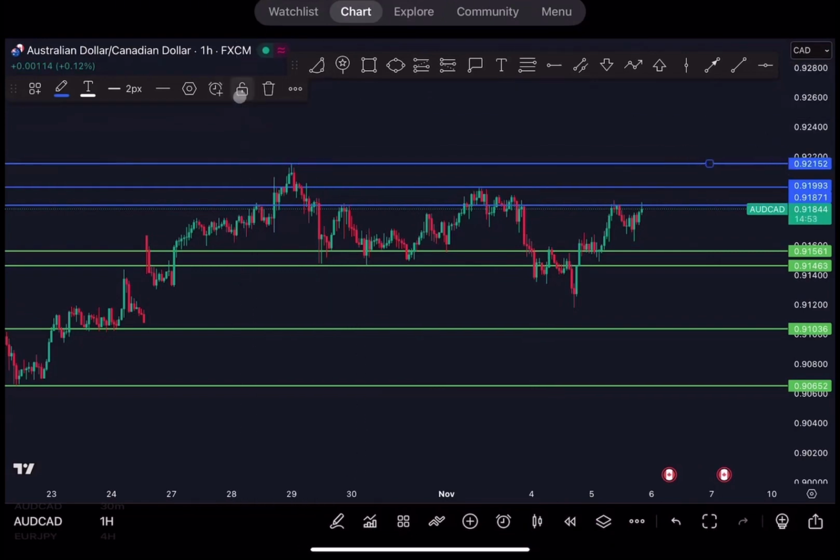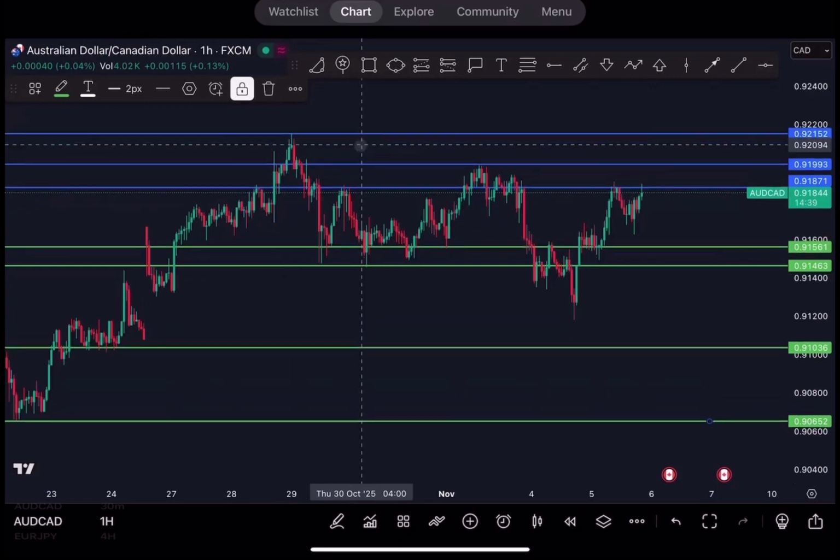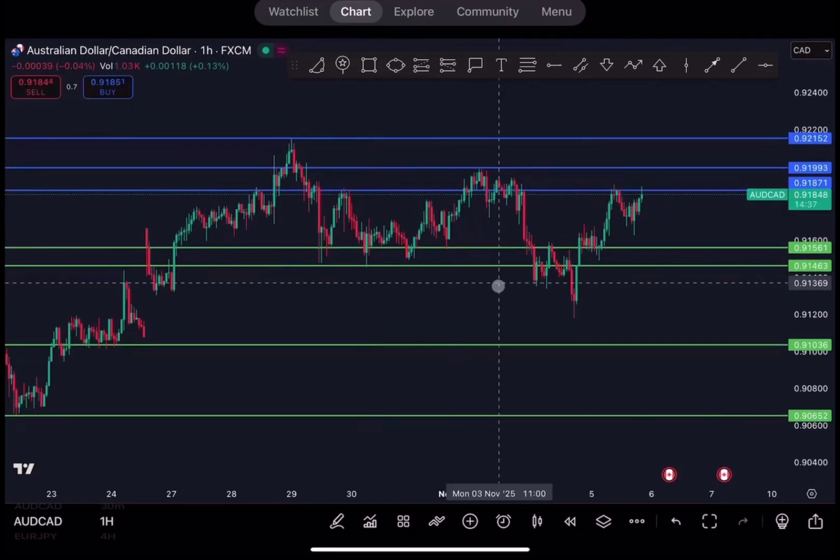Another trick that I have is I like to lock my drawings because otherwise these lines could move by accident and cause an issue. But essentially, guys, that's how I find my Earths and skies on my chart.